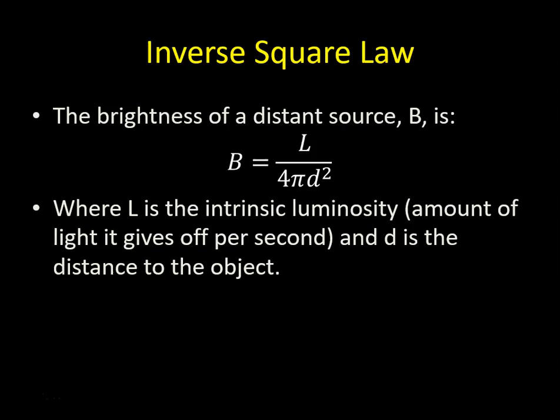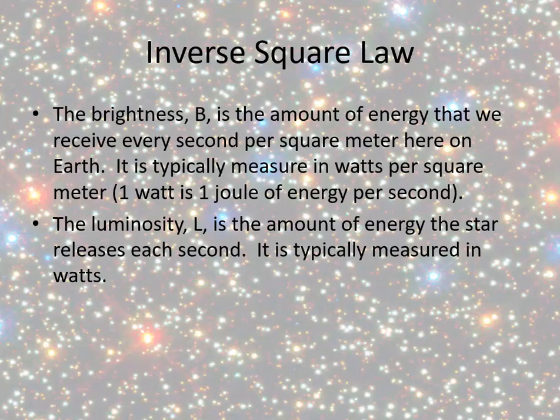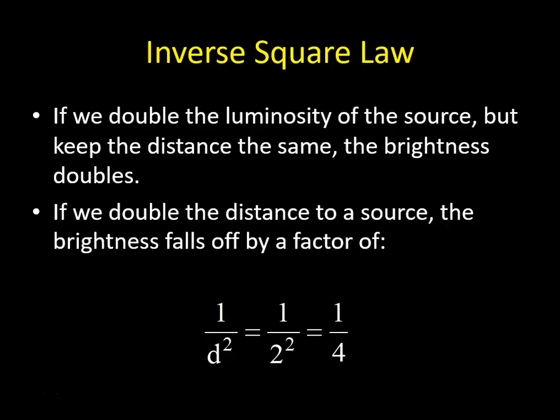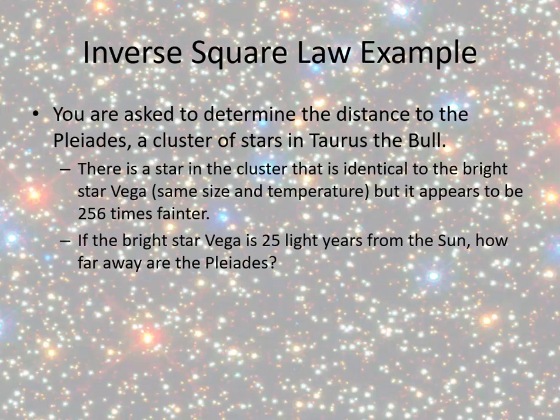Brightness of a source is equal to its luminosity divided by 4 pi d squared, where d is the distance to the object in that formula. So, if an object is twice as far from us, it's going to appear 1/4 as bright. We've talked about this before.